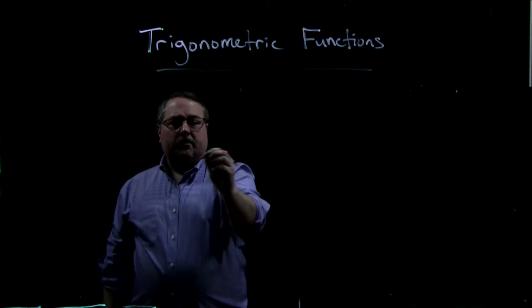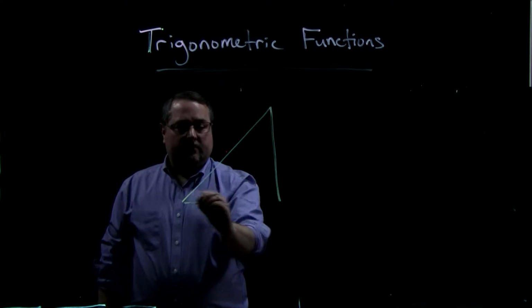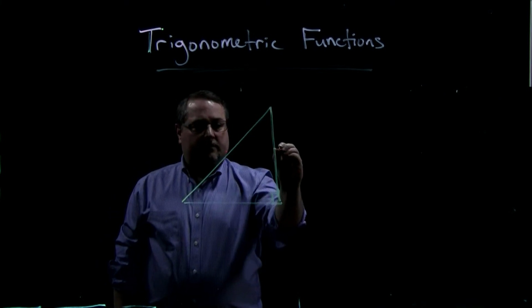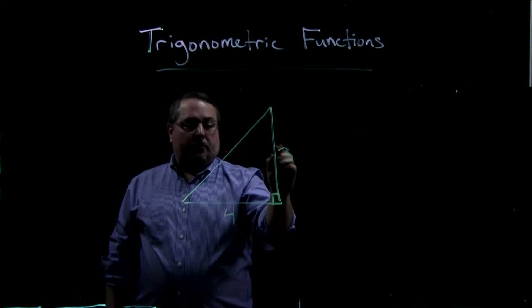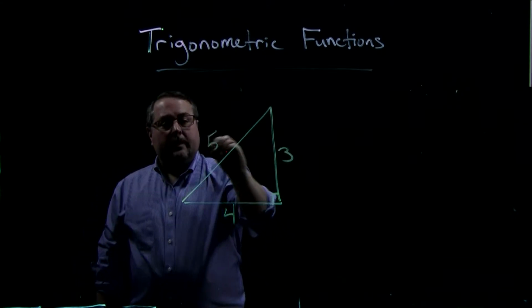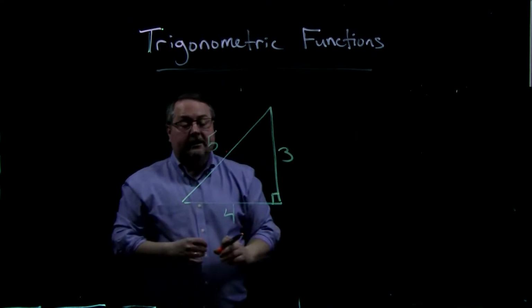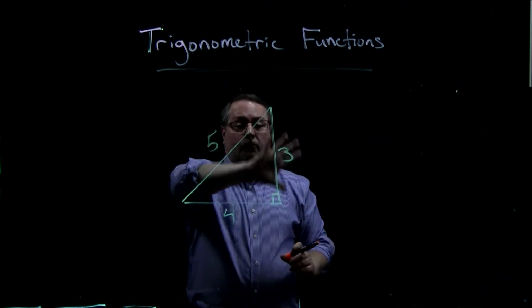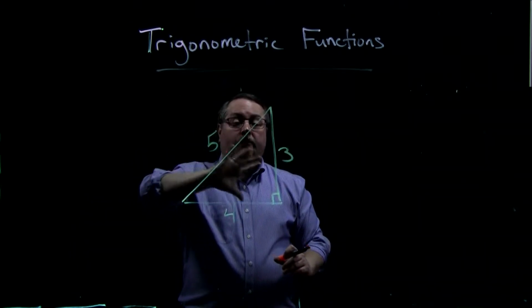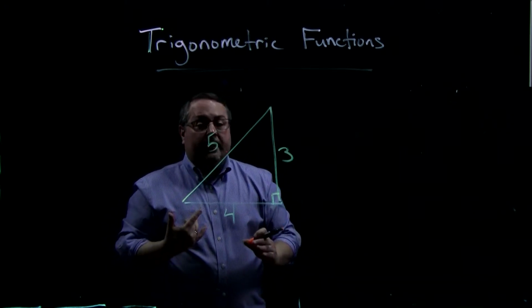Okay, so for example, if we have a right triangle with legs of length 3 and 4, and whose hypotenuse has length 5. Now 3, 4, and 5 is an example of what's called a Pythagorean triple, which is 3 whole numbers that can form the lengths of the sides of a right triangle.